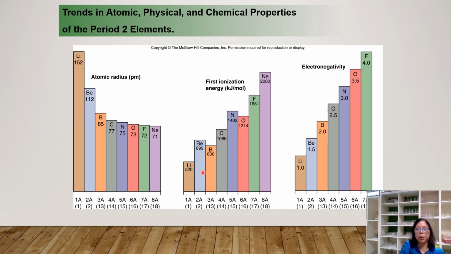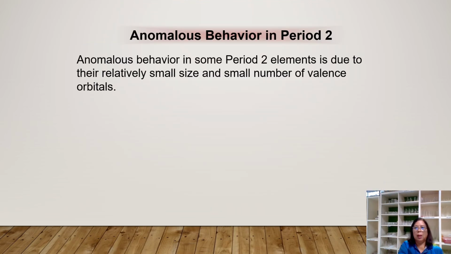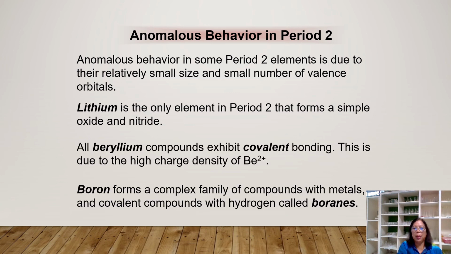I would like you to see in your periodic table the location of beryllium, nitrogen, and neon. Do they have a similarity? Also likewise where lithium is, boron, and oxygen. However, there is some anomalous behavior as to how they are arranged in the periodic table. Lithium is the only element in period 2 that forms a simple oxide and nitride.